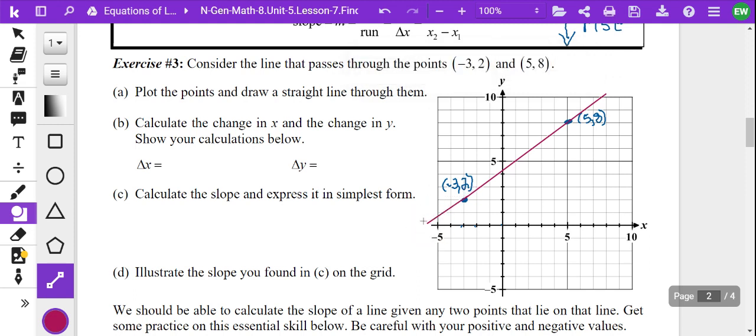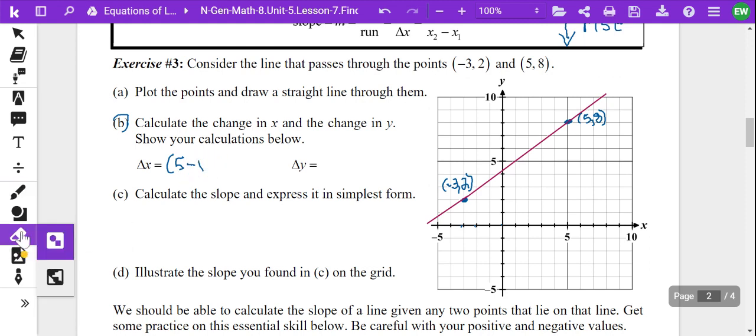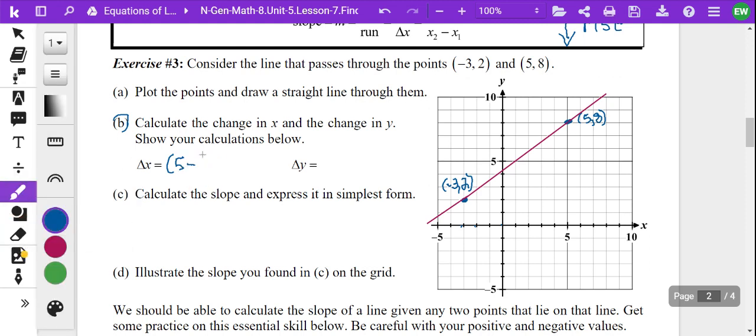Okay, so there's my line. The next step is to calculate the slope and express it in simplest form. Calculate the change in x and the change in y. So the change in x would be x2, which is 5, minus -3. The change in y is 8 minus 2.